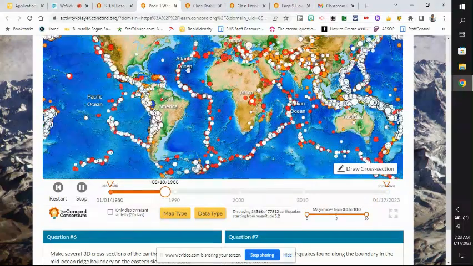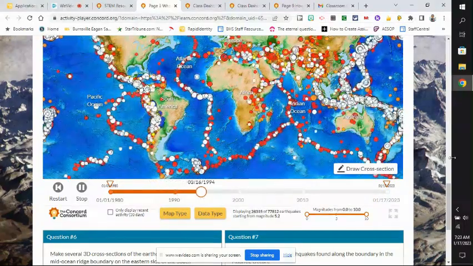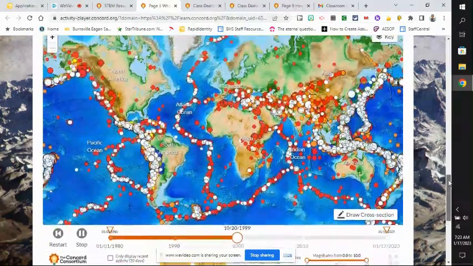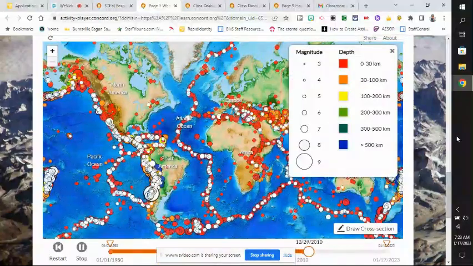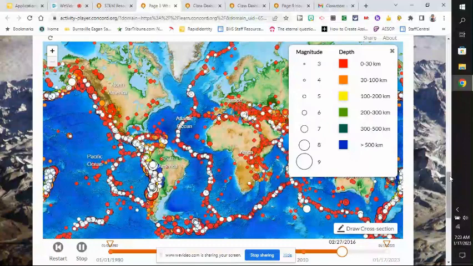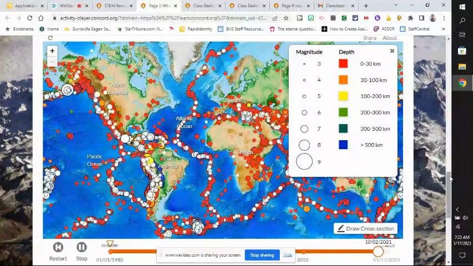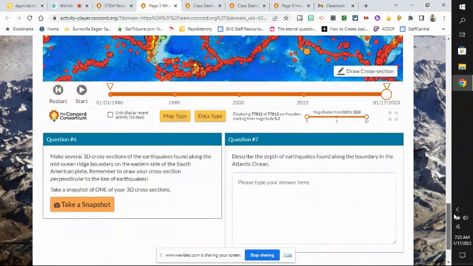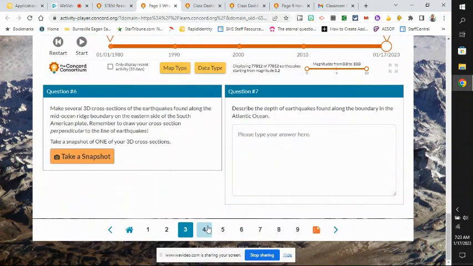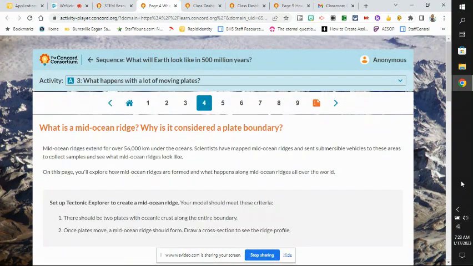So look at the depth of the earthquakes along the mid-ocean ridge. Remember, depth we can look at with this key. Okay, you should have seen that earthquakes tend to be very shallow along the mid-ocean ridge. So that indicates there's really no subduction going on there, if you remember that from previous.